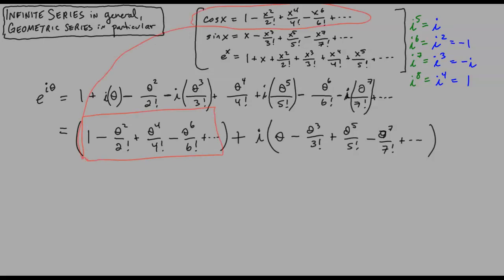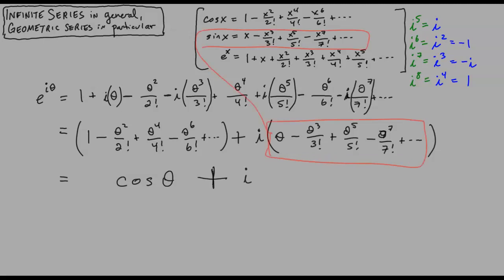It is cosine. Yeah, I've got a theta there instead of x, but big deal. It's the same damn thing. So that whole expression is going to be cosine theta. And what's in the other set of parentheses? That is the Taylor series for sine. So the rest of that stuff is sine theta.